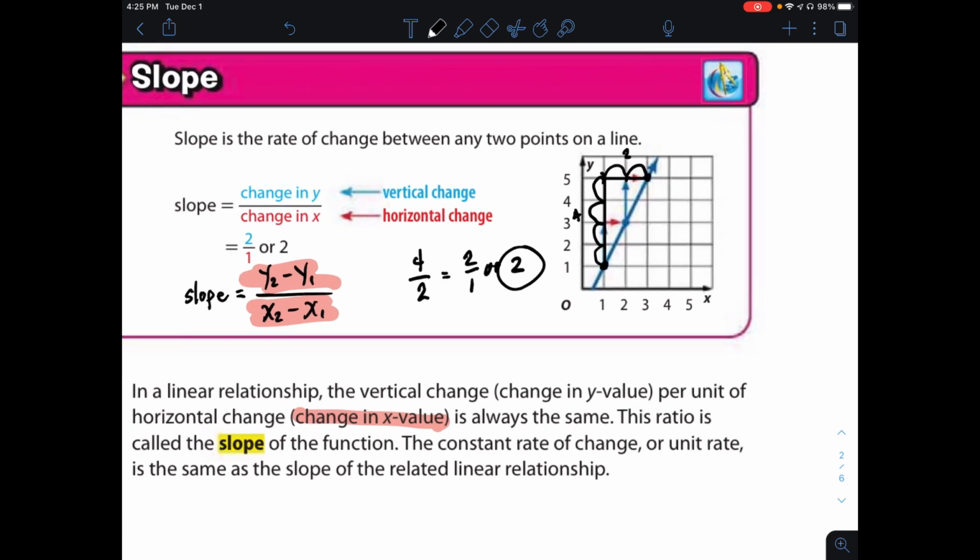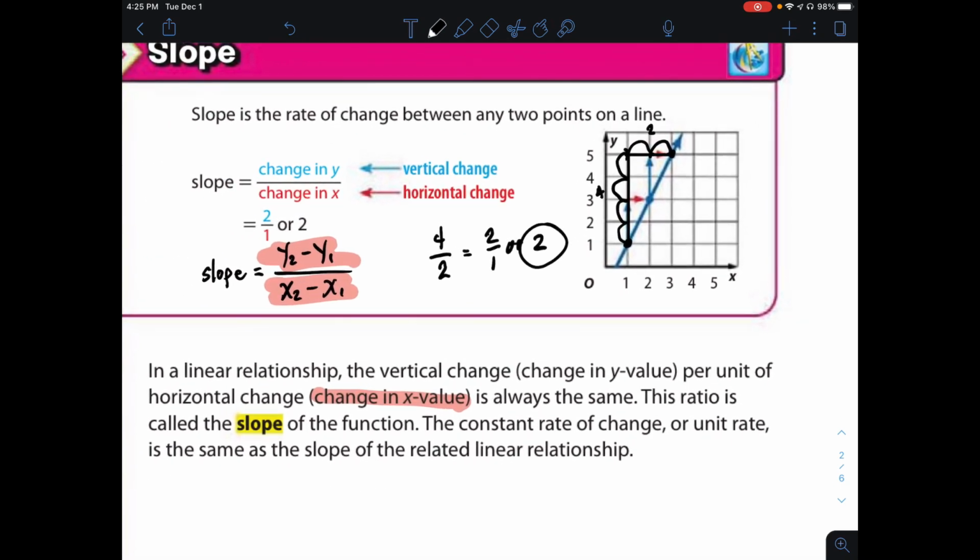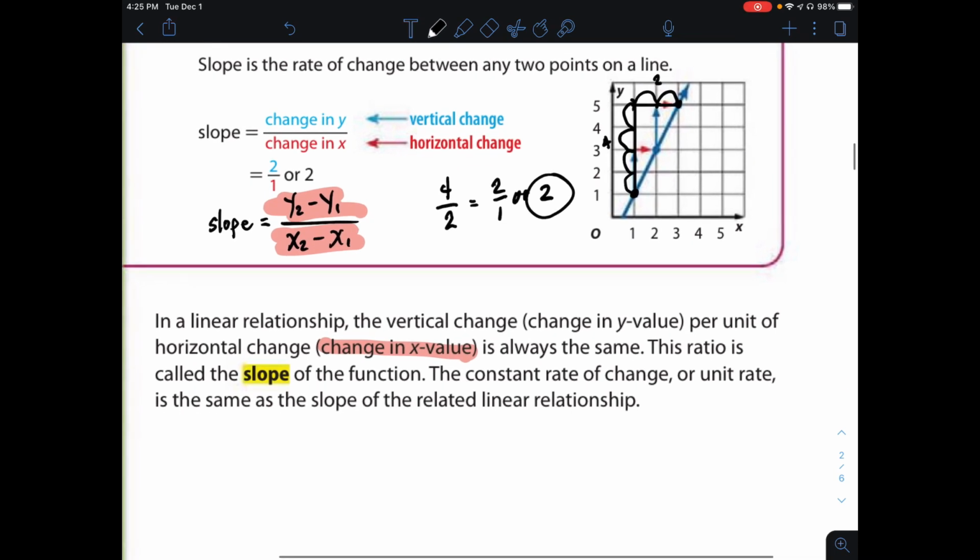So you notice that the slope will always be the same for a given line. So again, when you talk about the change in y over the change in x, this ratio is called the slope of the function. So this is a function where 2 units are related to each other, x and y, 2 quantities are interrelated. So again, this is important. The constant rate of change or unit rate is the same as the slope of the related linear relationship.